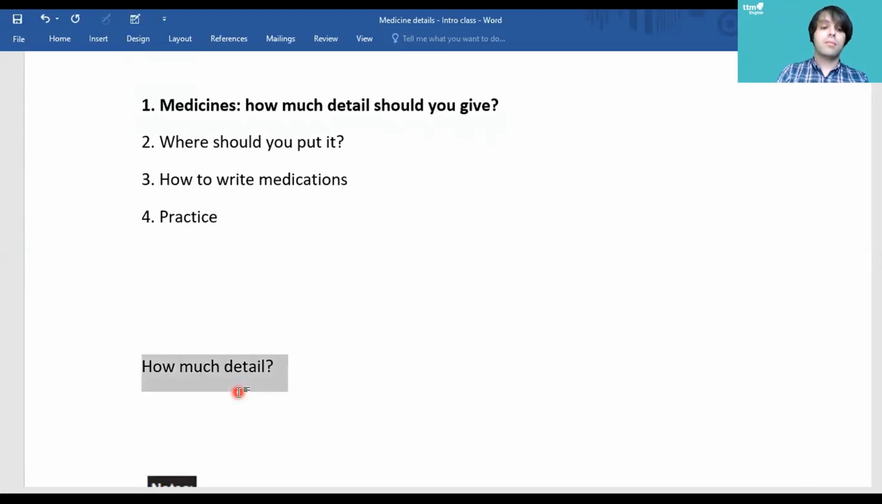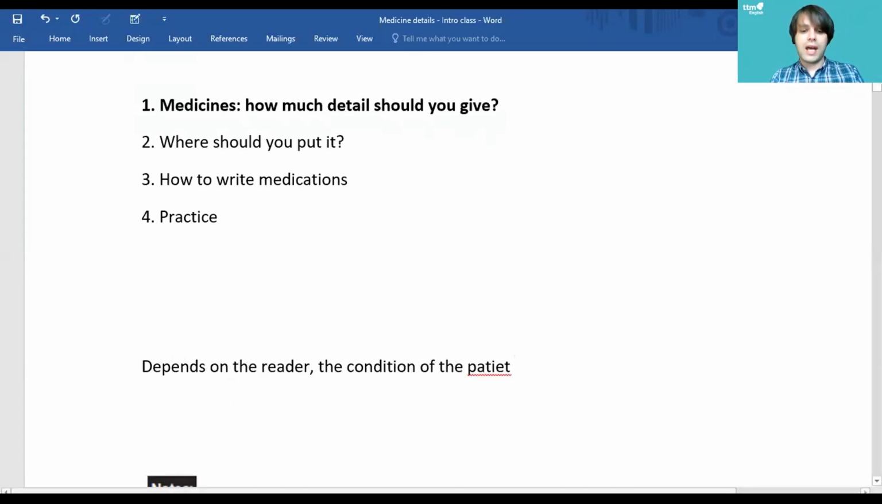Depends on the reader. Okay. And condition of the patient? It depends on the reader, the condition of the patient. I like that. Is that Benita? Someone new? Nukba. Okay, Nukba, fantastic. Well, we will get to know each other, I promise, okay? So Nukba, I like that. It depends on the reader, it depends on the condition of the patient, and lots of other things, okay?